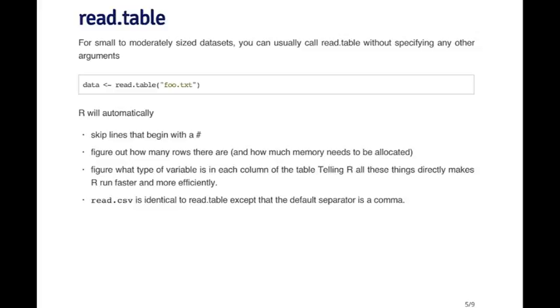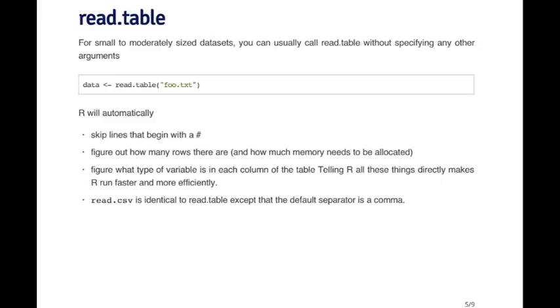So for small and moderately sized data sets, and as computers get better every day, the definition of small and moderate is growing, you can use read.table usually without specifying any of the other arguments besides the file name. So you can say read.table on, say, foo.txt. This is just the name of the file, and it will automatically figure out what the classes of the different columns are. It will figure out how many rows there are, etc. So you don't have to specify any of that information if you don't feel like it. And then this will return an object that I call data, and that will be a data frame.